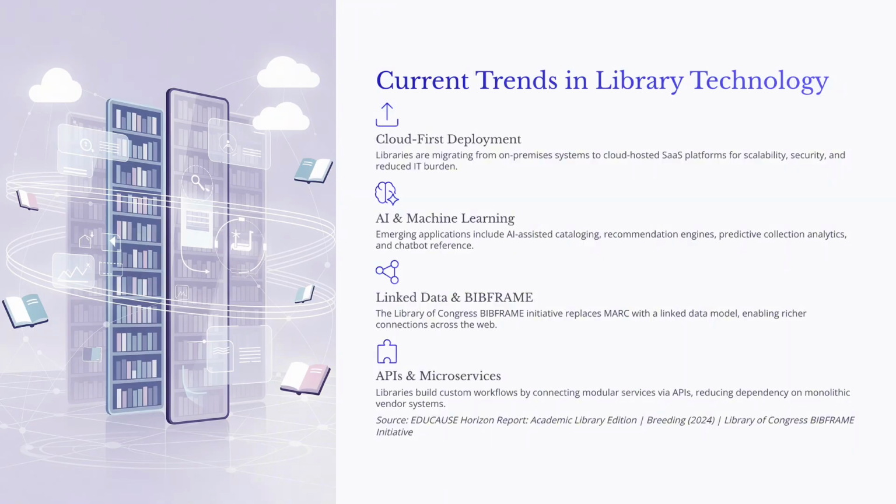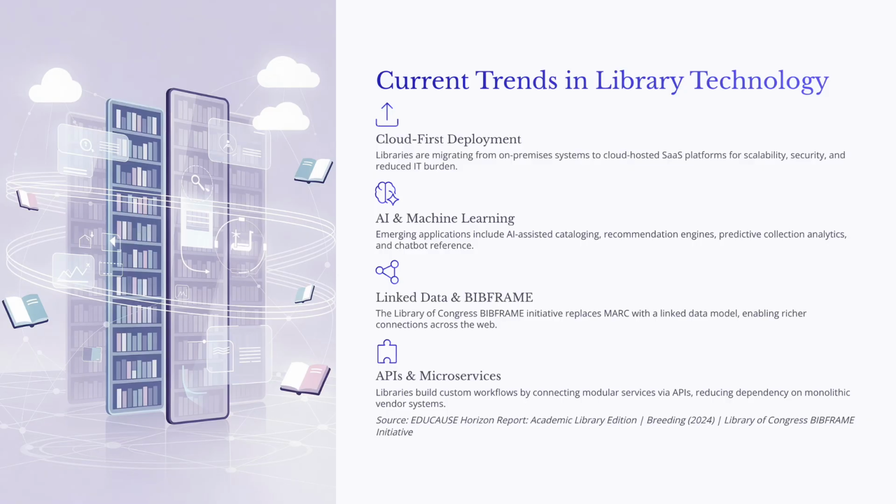BIBFRAME is the Library of Congress initiative to replace MARC with a linked data model. MARC has been the backbone of library cataloging for over 50 years, but it was designed for a world of card catalogs. BIBFRAME describes bibliographic relationships using linked data principles, the same technology that powers the semantic web. This is a longer term shift, but it is real and it is coming.